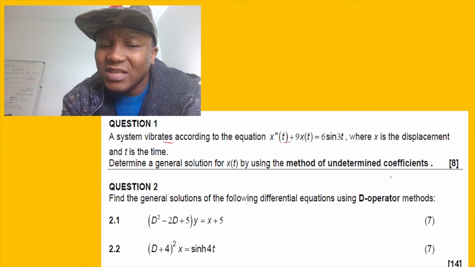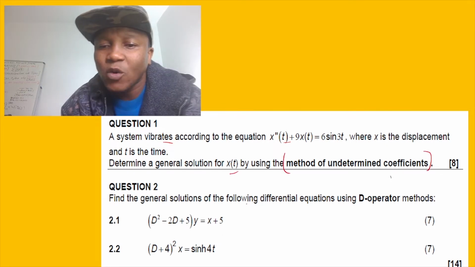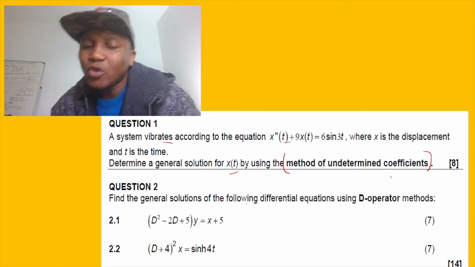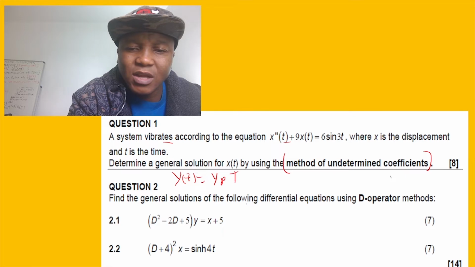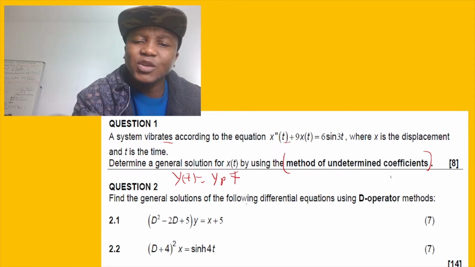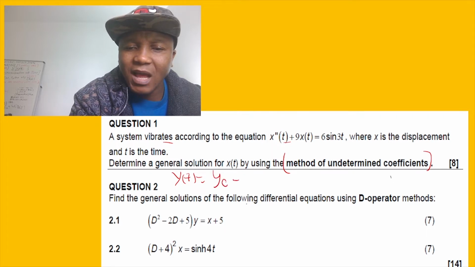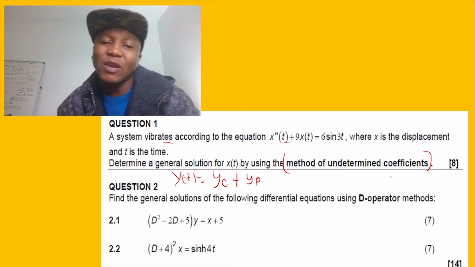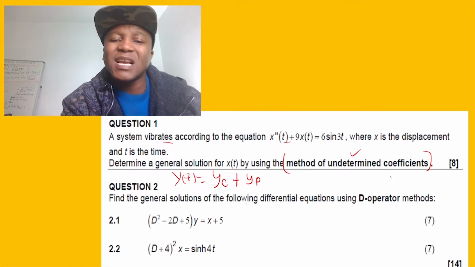The system vibrates, just like the question given. They say determine the general solution using the method of undetermined coefficients. First and foremost, for this method, the general solution equals the auxiliary solution plus the particular solution. So you need to find the two solutions, and then we're going to have the solution by undetermined coefficients they're looking for. Let me start with the particular solution.